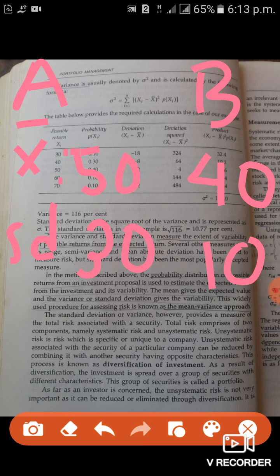So, the return will vary from 20 to 80. And in security B, the standard deviation is 10 and the return is 40. So, the range will be 40 plus 10, 50, and 40 minus 10, 30. So, 30 to 50. So, which security will a person choose?